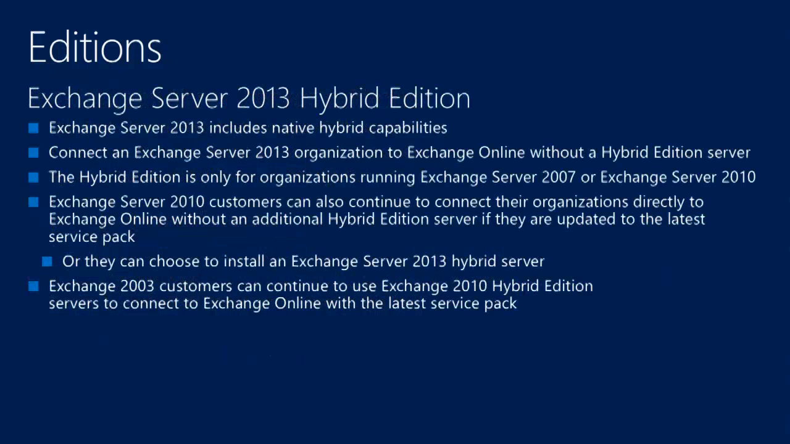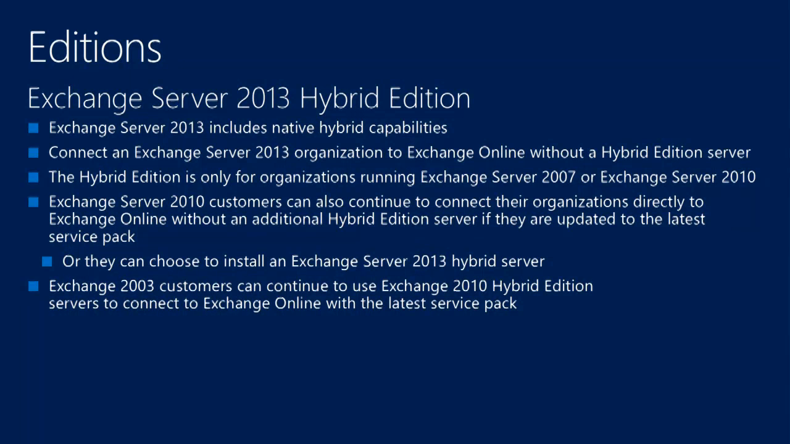Now, there's also this hybrid edition, this third edition, and we actually had the hybrid edition in 2010 as well. That's where it got introduced. But Exchange 2013 has native hybrid capabilities. So the 2013 hybrid server is really just there for customers who are running 2007 or 2010, and they want to do a hybrid deployment with Office 365. In that case, they would deploy an Exchange 2013 hybrid server, which is pretty much nothing other than downloading Exchange 2013 CU1 or later, installing that, and then contacting Office 365 support for the free hybrid key that comes with that. You put the key in, and then you've got your hybrid server.